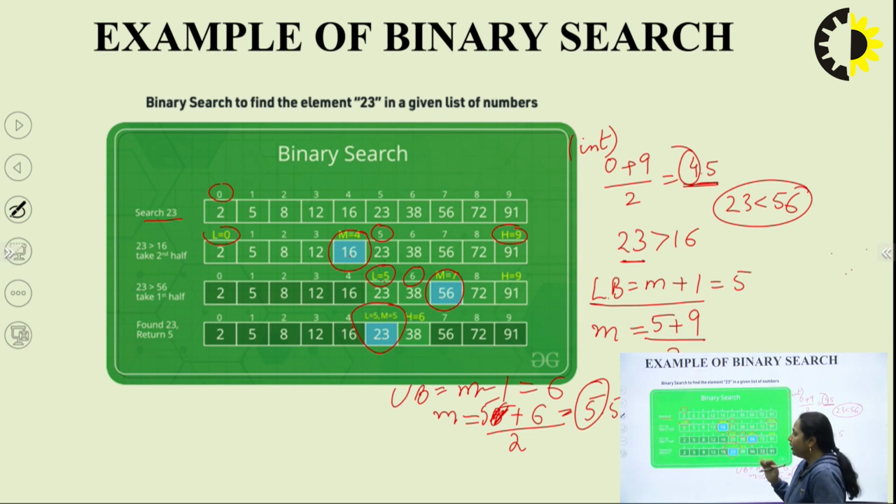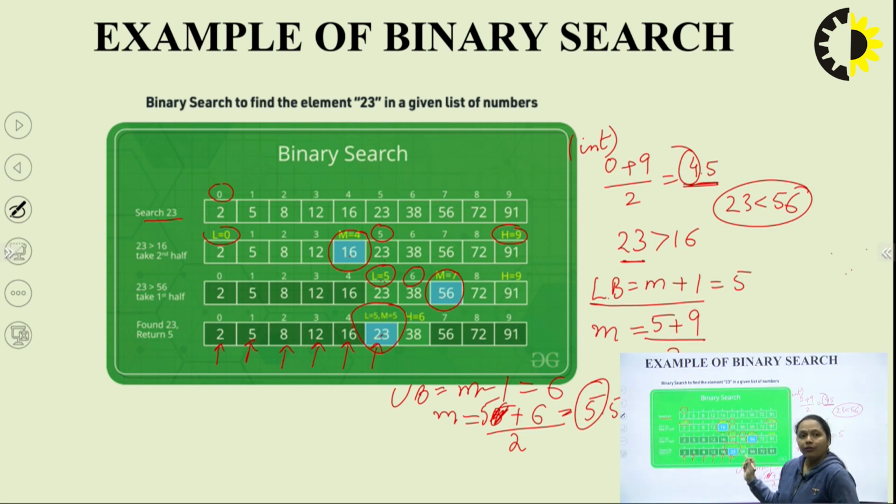But if we are using linear search, in how many steps we are going to find the element? First of all, element 2 is compared, that is first step. Then 5 is compared, 8 is compared, 12, 16 and then 23. Means total how many steps are required to get the search successful? 1, 2, 3, 4, 5 and 6. Means after comparing 6 elements, we found the element while we are using the linear search.